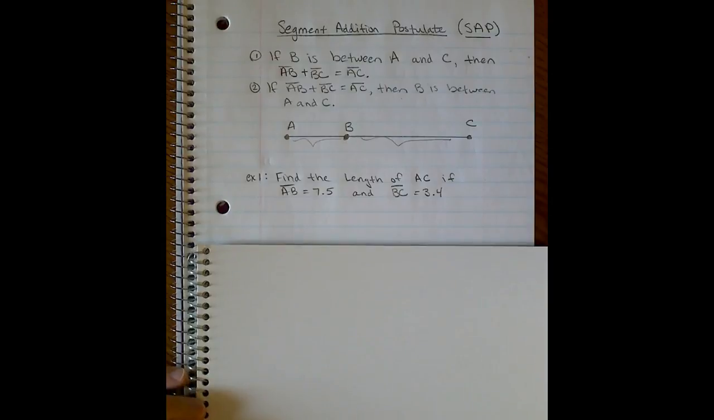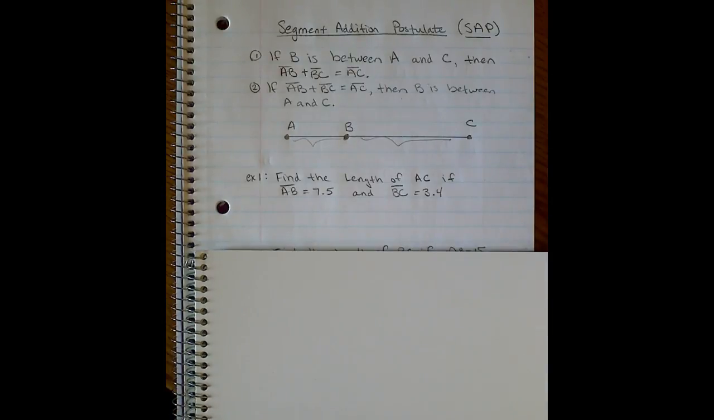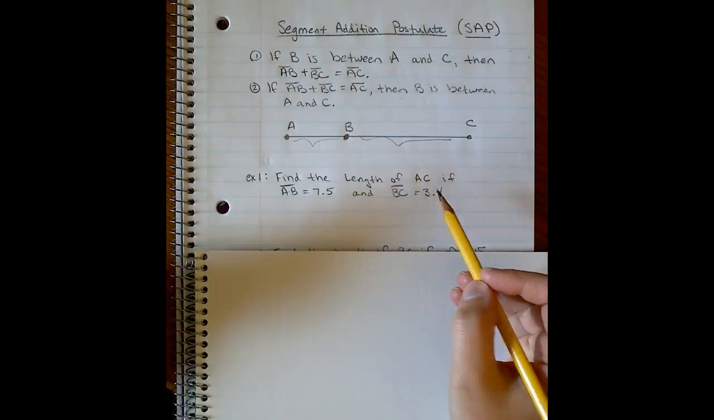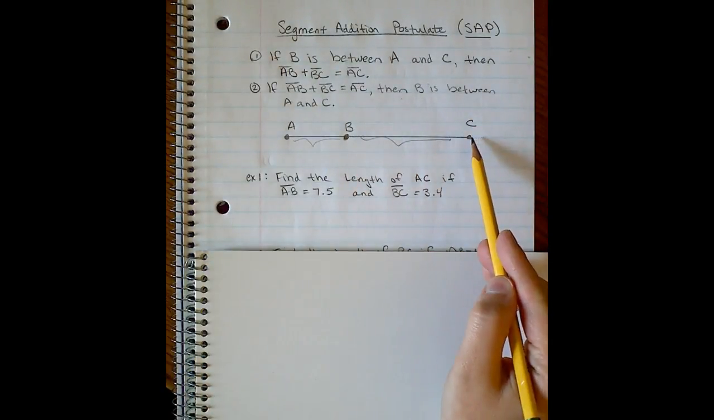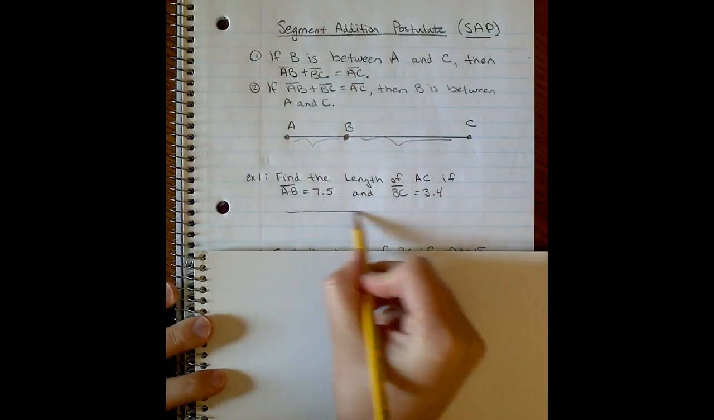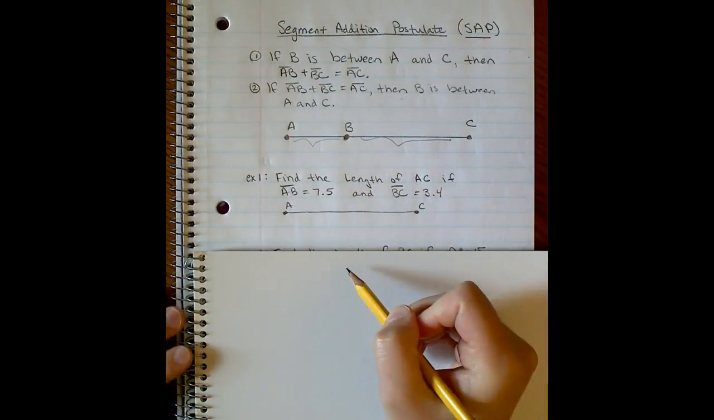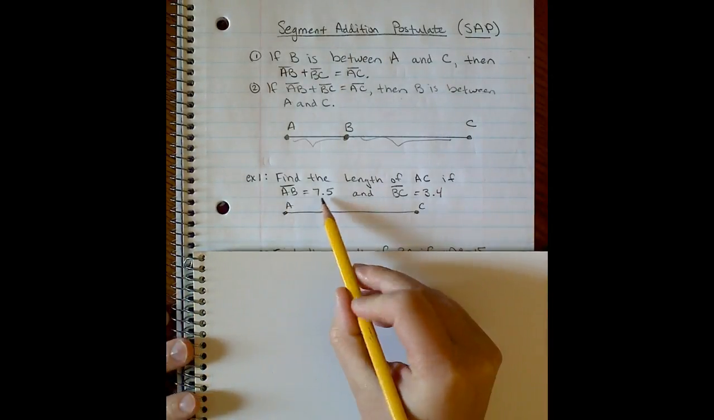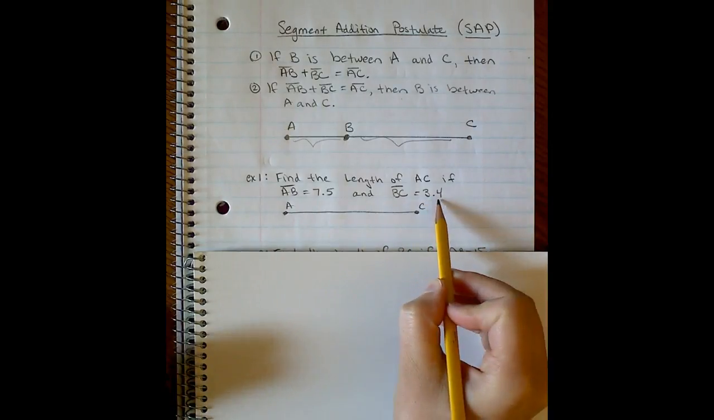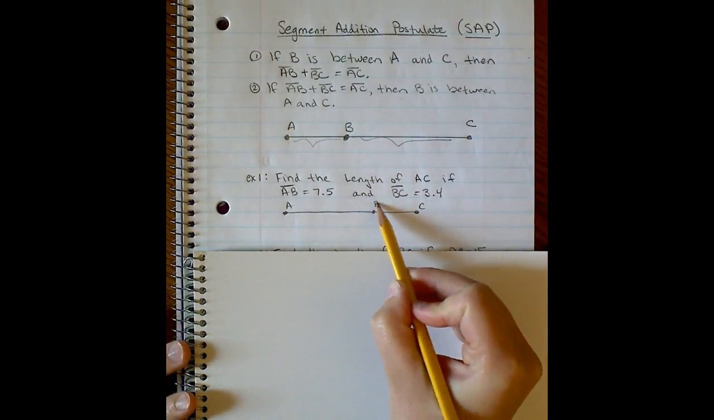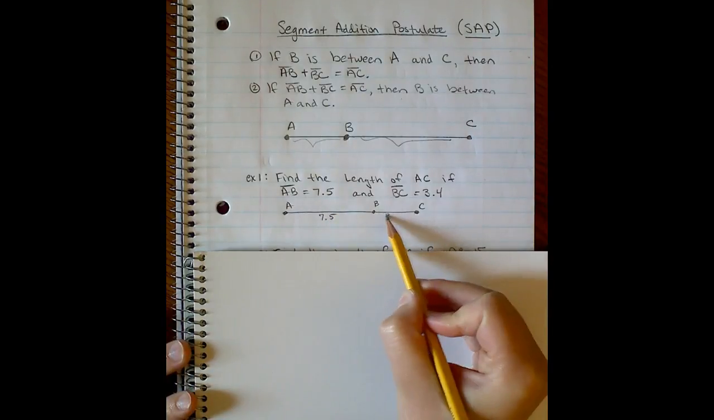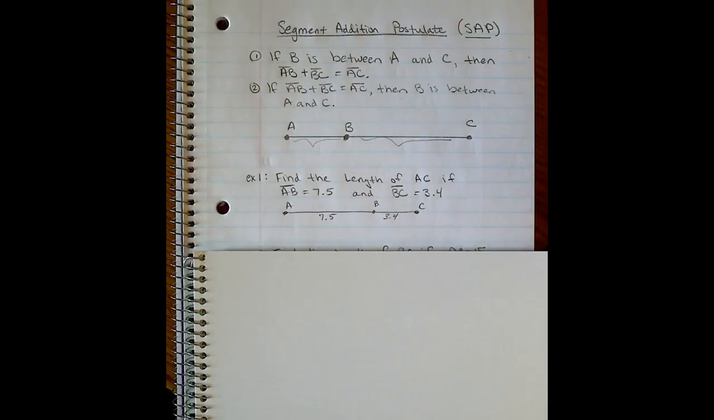So here's the first example. Find the length of AC if AB is equal to 7.5 and BC is equal to 3.4. So we're going to continue this pattern that B is between A and C. On your homework and classwork, you want to always check the directions to make sure that when you draw your picture, you draw it accurately. So A and C are endpoints here, and B is somewhere in the middle. Since AB is 7.5 and BC is only 3.4, I'm going to make B over here, because it should be a little bit bigger.